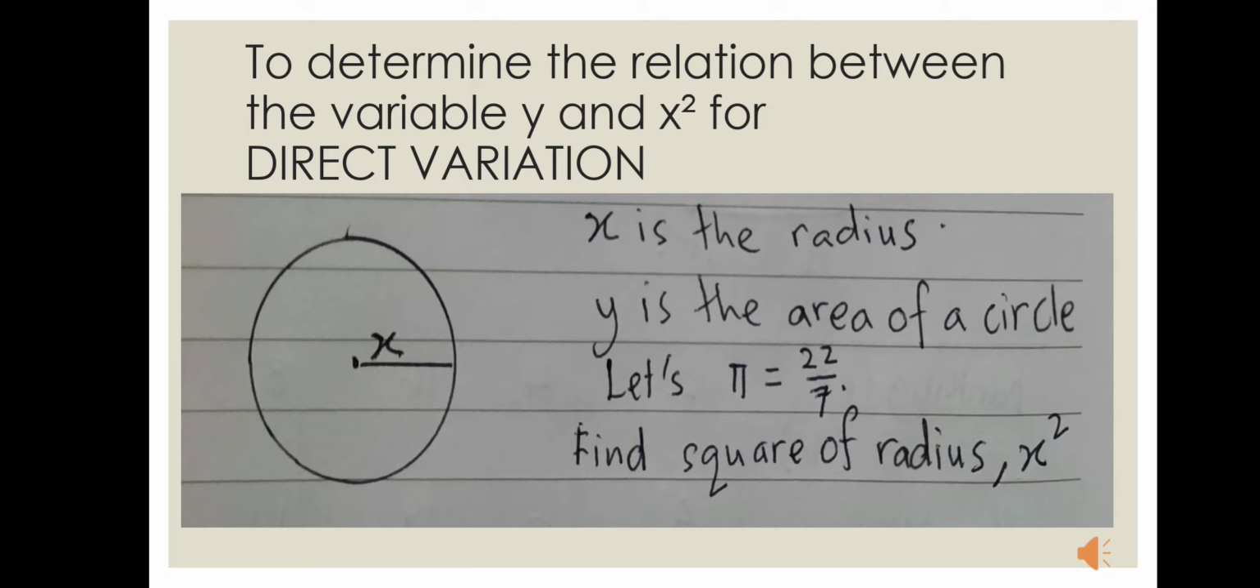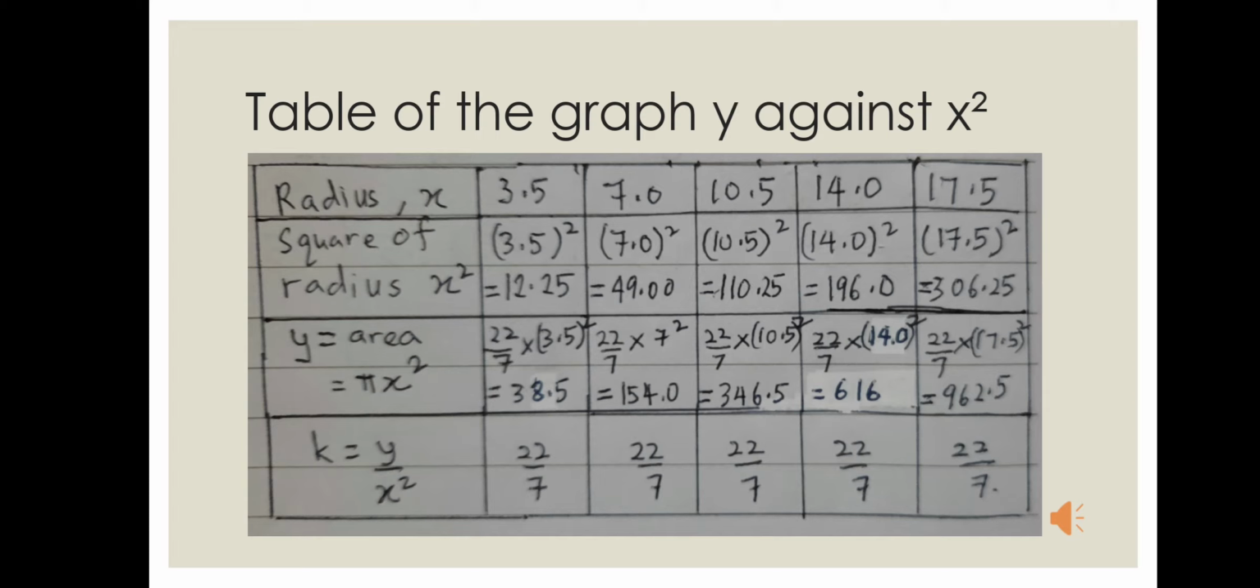Now we want to determine the relation between the variable y and x squared for direct variation. You are given a circle which x is the radius, whereas y is the area of a circle. Let pi equal to 22 over 7. Find the square of radius, which is x squared. Let's check your answer. If we create the table of the graph y against x squared, we may have the k value y over x squared is 22 over 7 consistently.